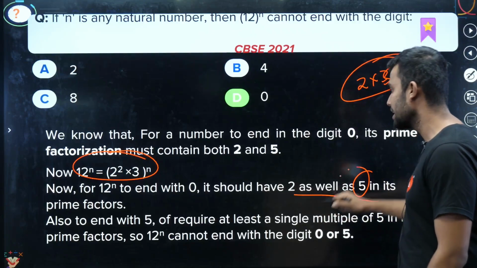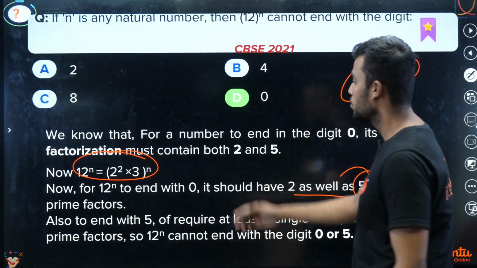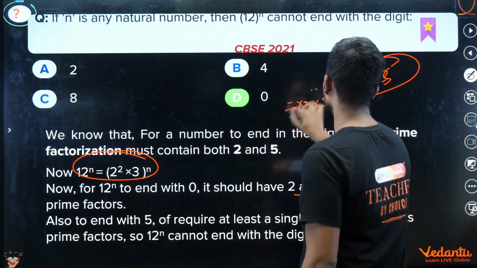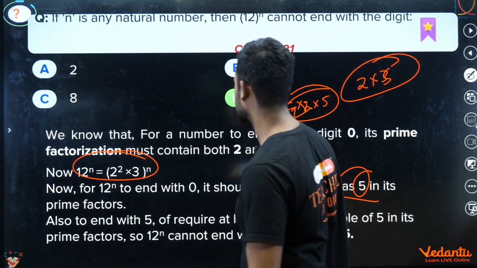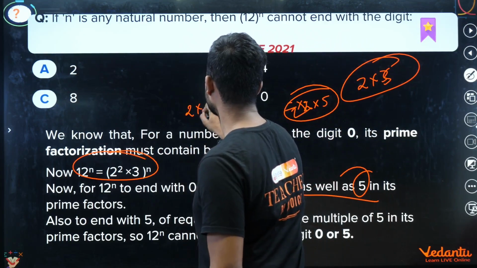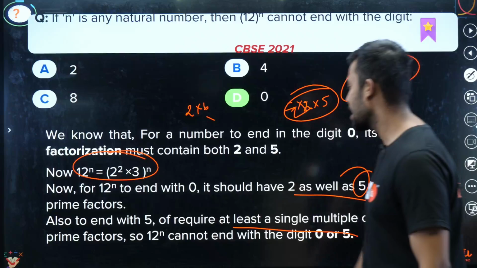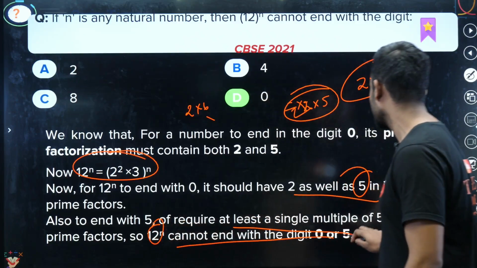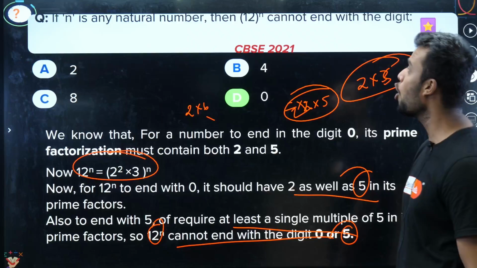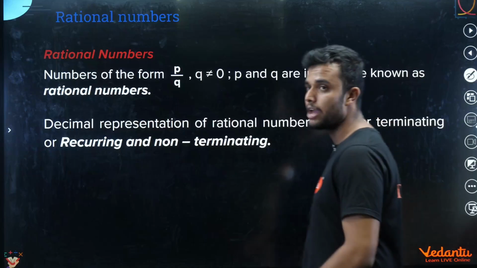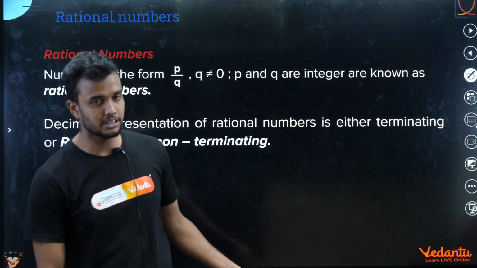2 as well as 5 must be in its prime factors. 12 we can write as 2 into 2 into 3, so there is no prime factor 5 at all. So 12 power n cannot end with the digit 0 or 5. The question asks what it cannot end with, and the answer is 0, correct, right? Why? Because 2 into 5 must and should be there.